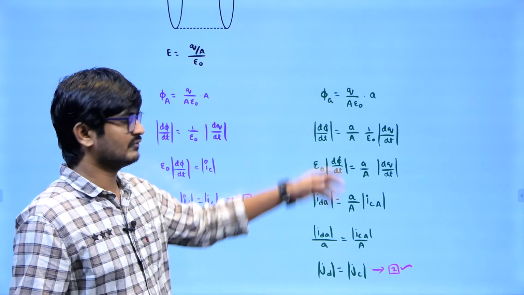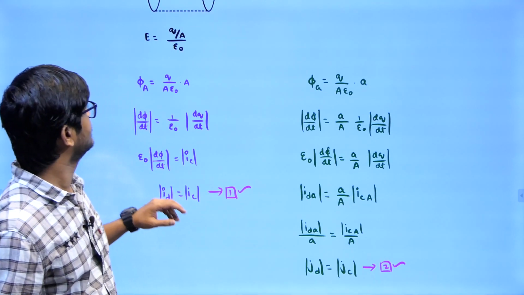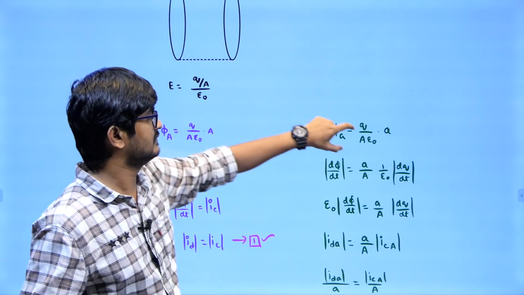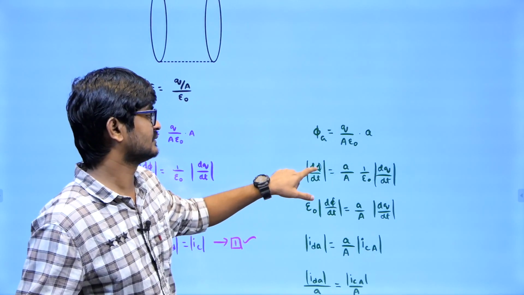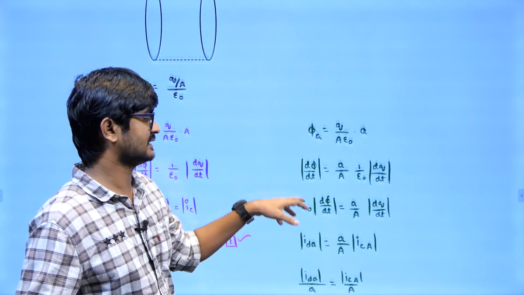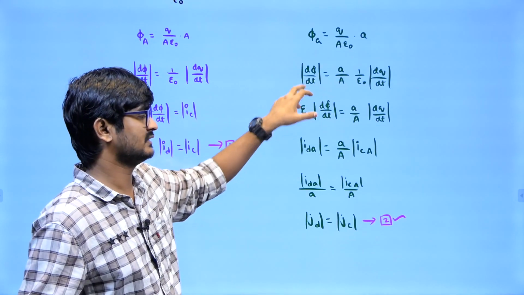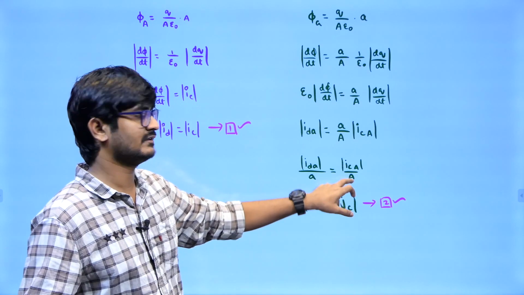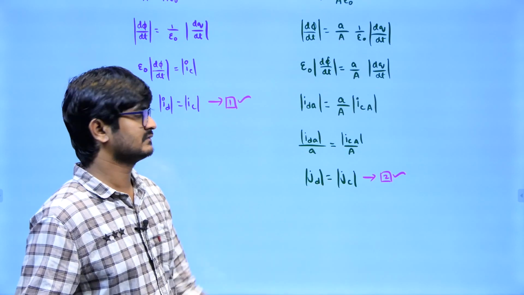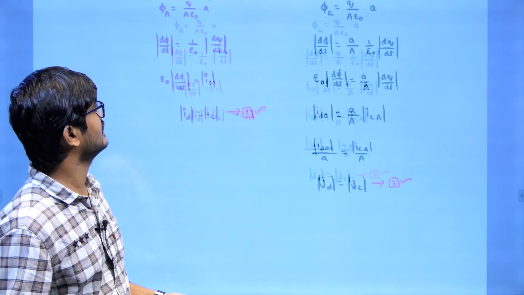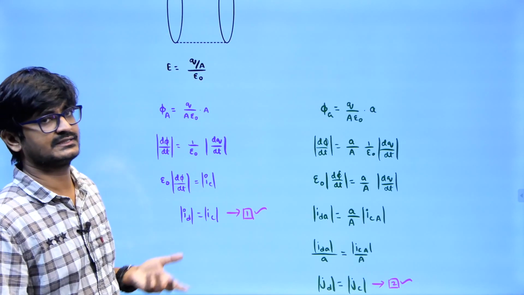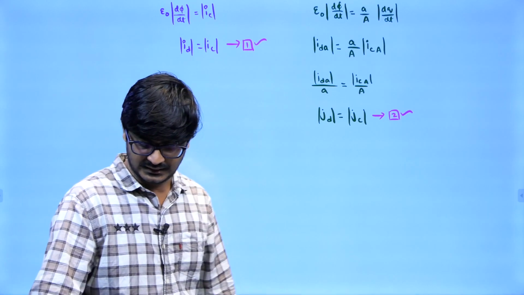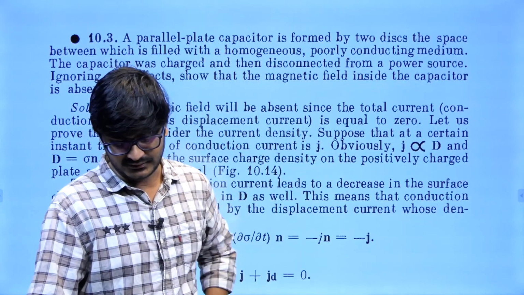Now similarly you can do for any small area. I can take any small area and I can do the same thing. Flux through that small area will be this much. So rate of change of flux I can find, I can take this epsilon this side and I can find the current density of displacement current and current density of conduction current. So they are turning out to be equal. So no matter what element you will be taking, densities are same, so the current will be same. So magnetic field will be 0.